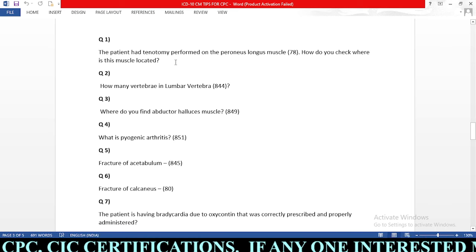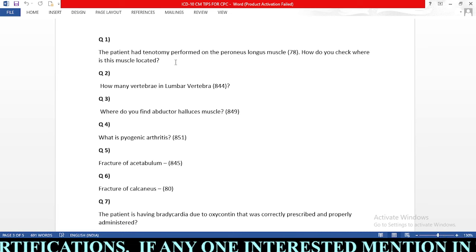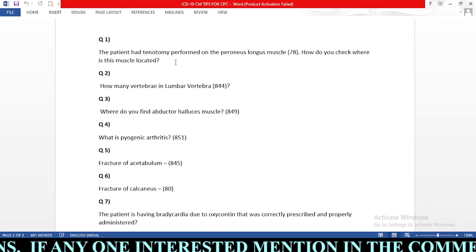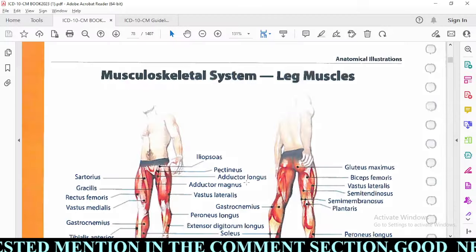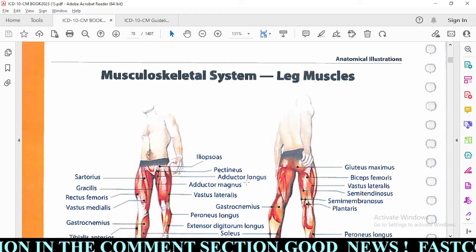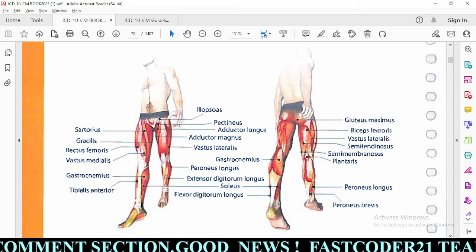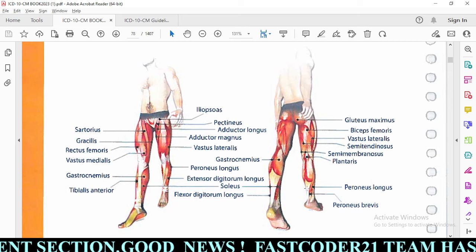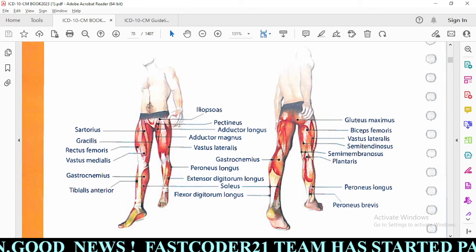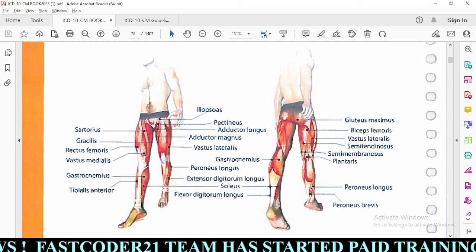These are muscles, very complicated, and you can't remember them. But you no need to worry. If you are familiar with your ICD-10-CM book, you can identify the location of this muscle. So if you know all these anatomy images in the ICD-10-CM book, you can write the answer very easily. For example, the peroneus longus muscle is in the calf area of the foot. So you need to remember that the question is about the foot.